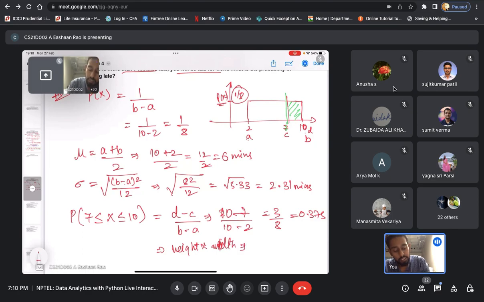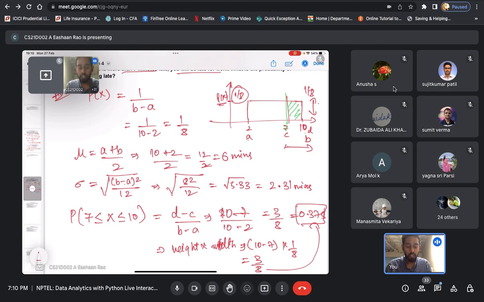So say the width is 10 minus 7, this part, and the height is 1 by 8. If we do 3 by 8, you will get a similar answer to what we got. Okay, so that's how you can solve a normal uniform distribution function. Let's look at another distribution function now.